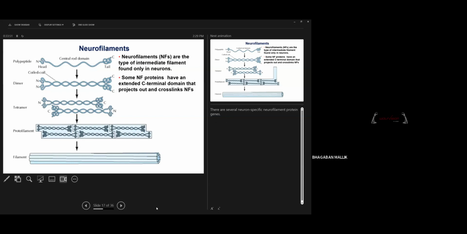One protofilament is formed from around 3 tetramers. Then the protofilaments arrange themselves to form the filament. So this is how the neurofilament is formed. I just want to show how they look and how they are assembled together in the cell to become the filament. So this is how the neurofilament looks like.